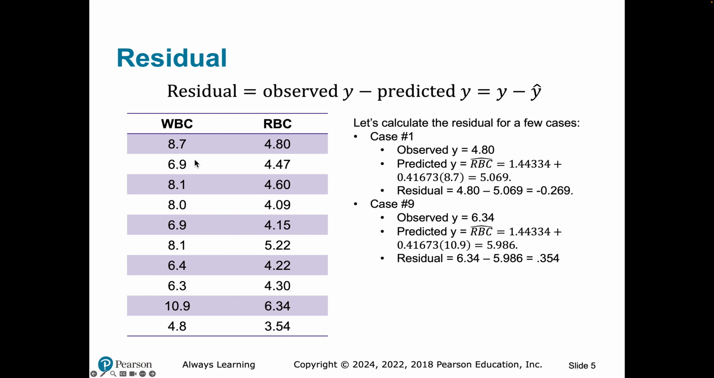so -0.269. Now, case number 9, so 1, 2, 3, 4, 5, 6, 7, 8, 9. This is number 9 down here. White blood count 10.9, red blood count 6.34. What's the observed red blood count? 6.34, it's in our data set. What's the predicted? Well, let's put the x value, the white blood count, in our model, and we get 5.986. So the residual is the observed minus the predicted. It's 3.54. So we have a positive residual because the observed is greater than the predicted. We have a negative residual in case 1 because the observed is less than the predicted.